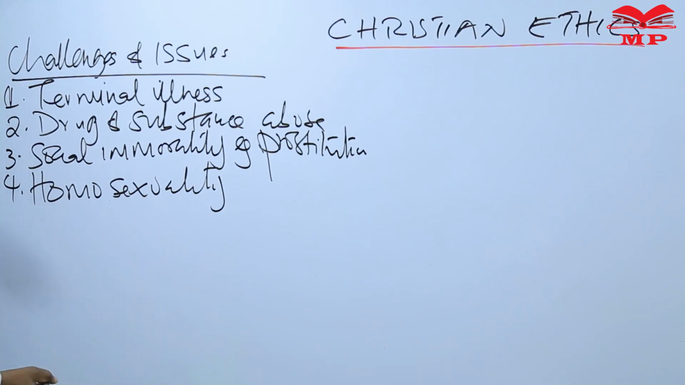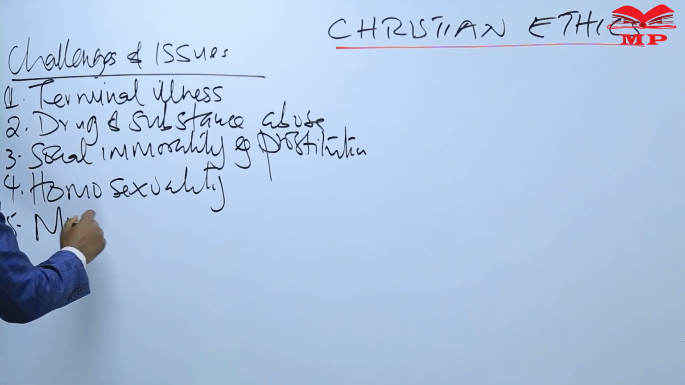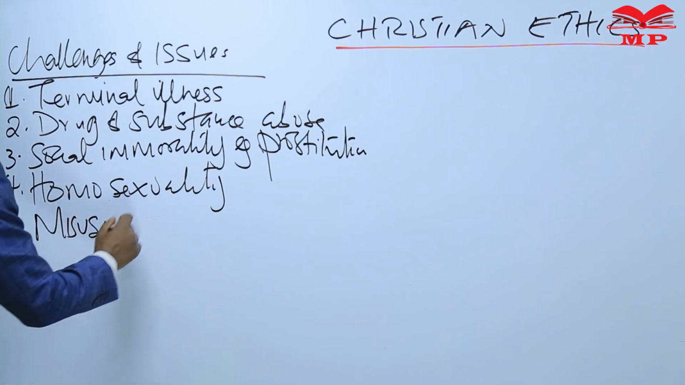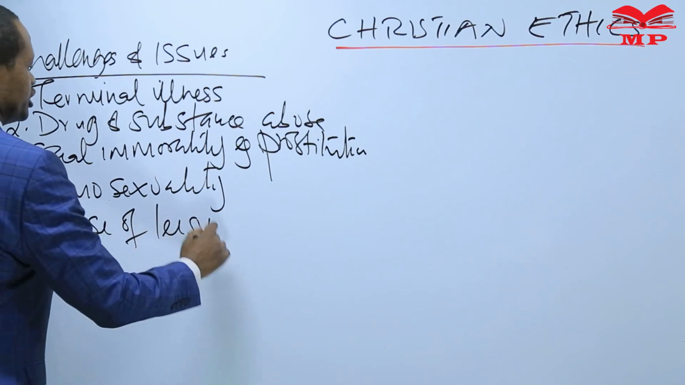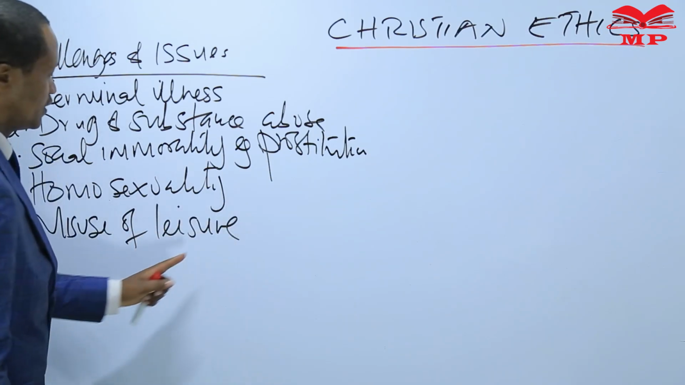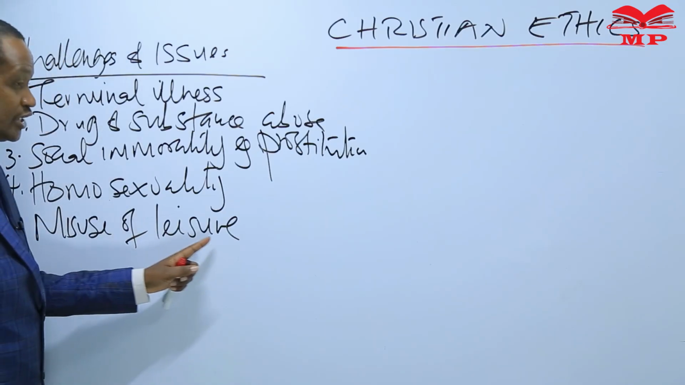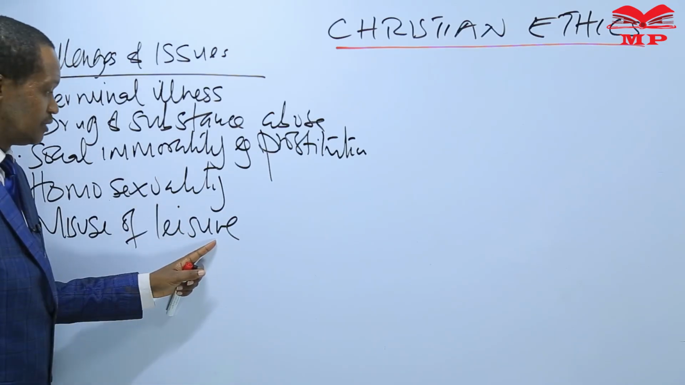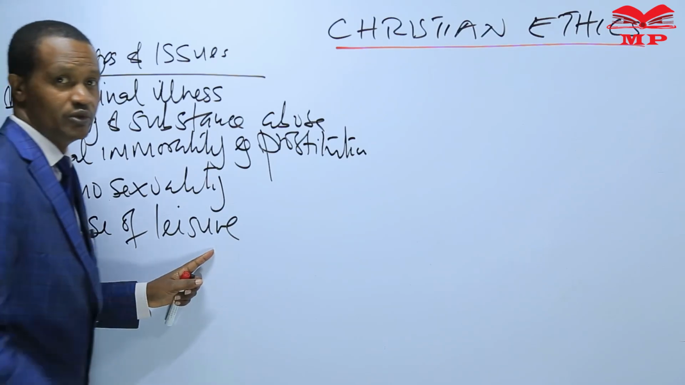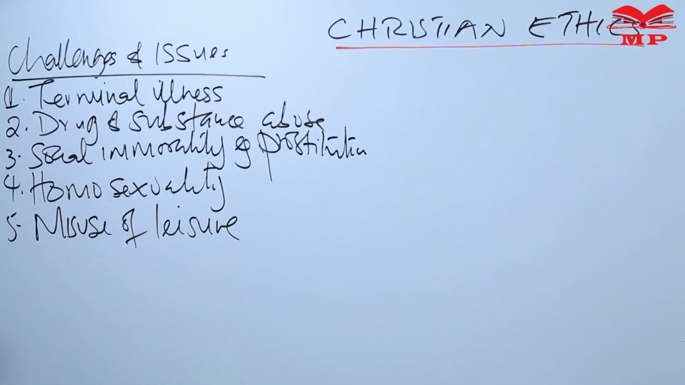There's also the issue of misuse of leisure. Misuse of leisure. We'll be discussing more on misuse of leisure in this syllabus. There is a topic on leisure. We talk more about leisure. Then number 6, another challenge is poverty and unemployment.